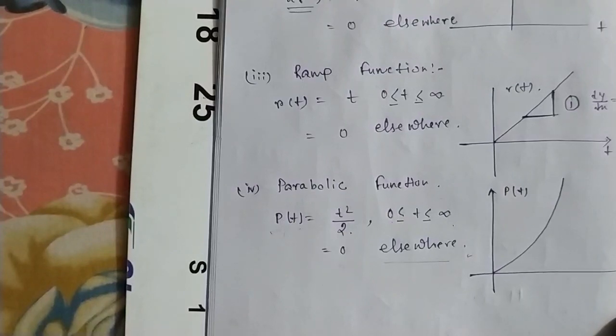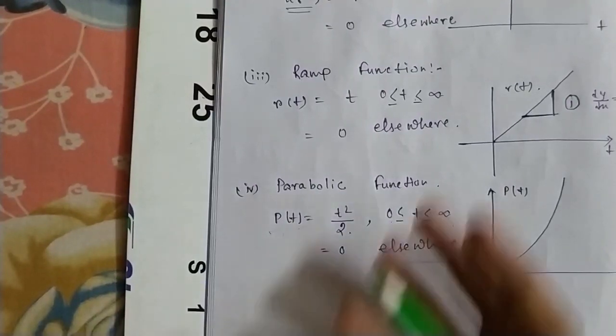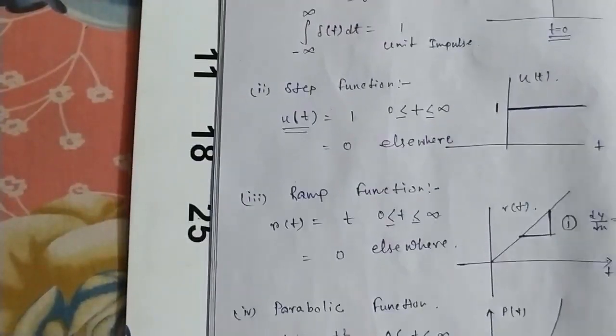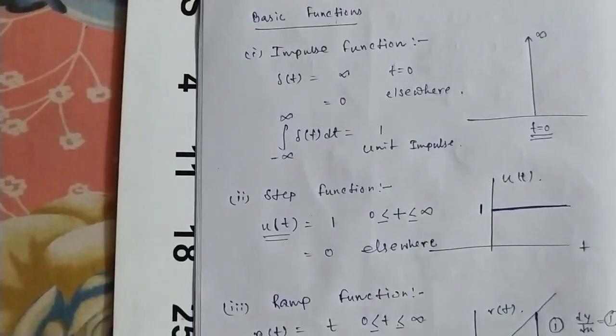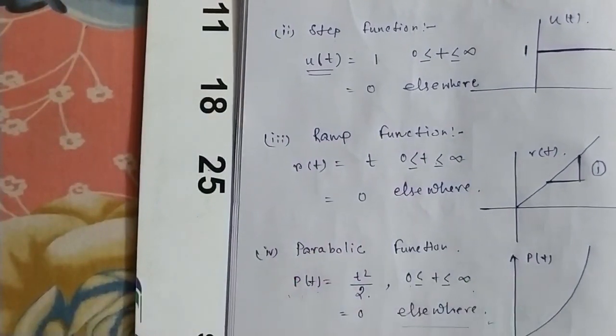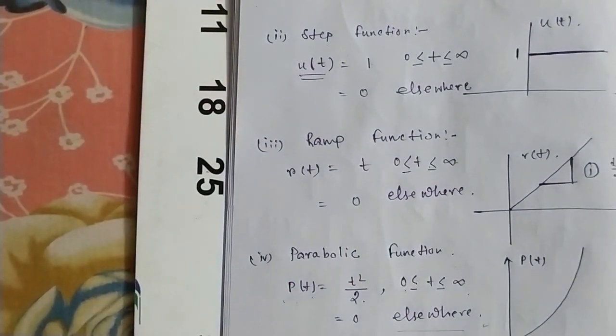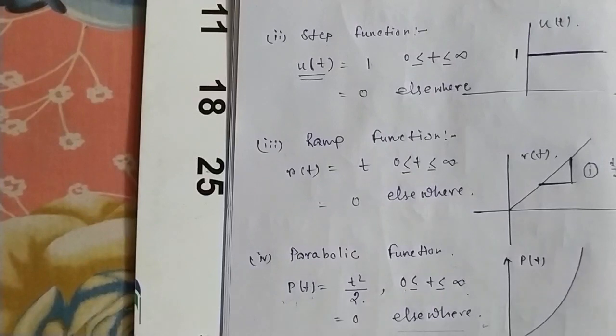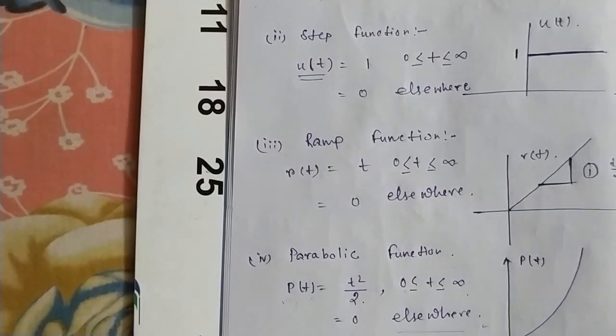Okay, and now again, these four functions, impulse function, step function, ramp function, parabolic function, are basic functions which are needed for our control system. We will apply these functions as the input in any system, and we will watch how my system output or system response varies.